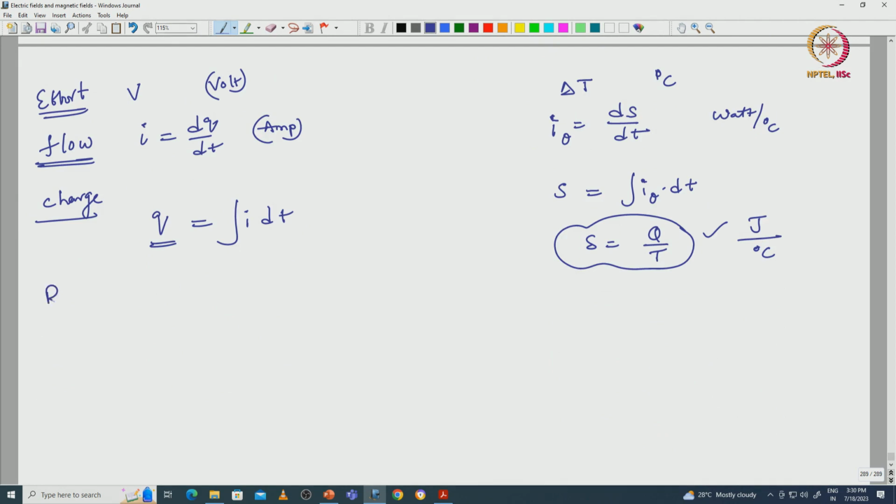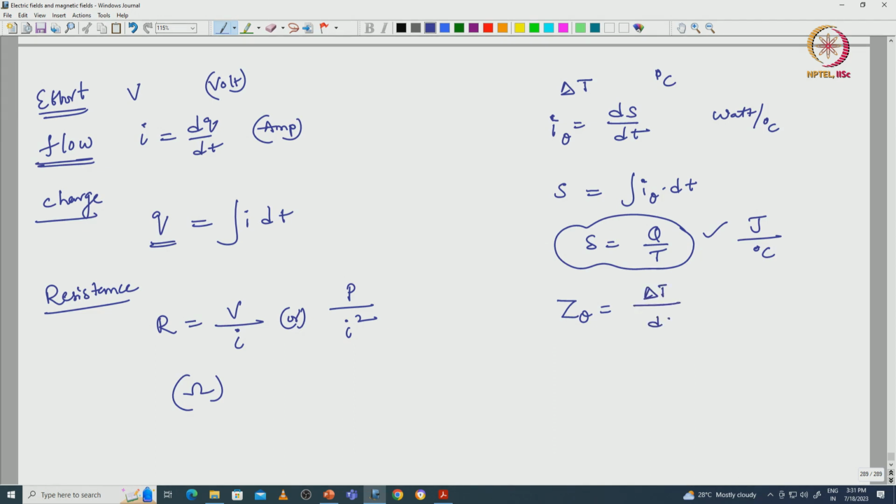Next, the electrical resistance R is equal to effort variable divided by flow variable, that is V by I, or power divided by I square. The units are ohms. Whereas the thermal impedance Z theta is nothing but the effort variable delta T divided by the flow variable ds by dt. Here the units are degree Celsius square divided by watt, or Kelvin square by watt.